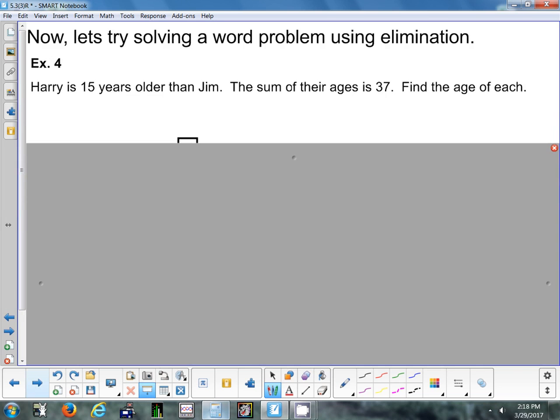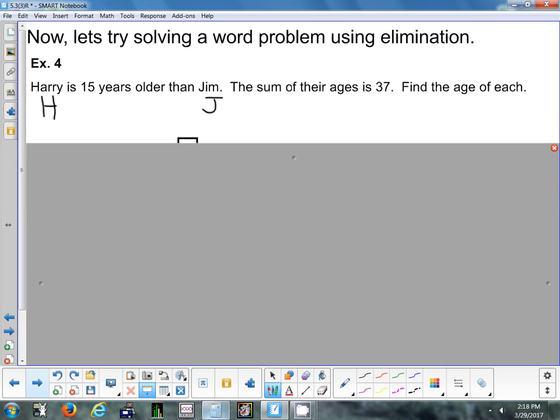When we have a word problem, what's the first thing you always have to do? You've got to read it. And after you read it, we're trying to set up what? Equations. What's going to go into those equations? Letters. If you want to use x and y, you can. For this problem, what could you use for Harry? H. You could, as long as you remember which one is which. And what about Jim? J.